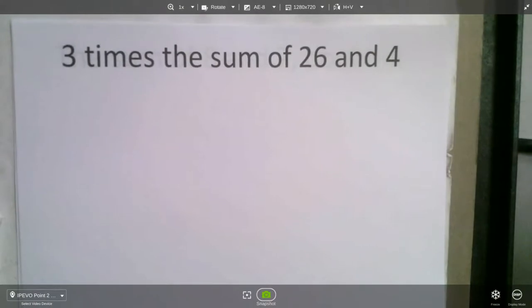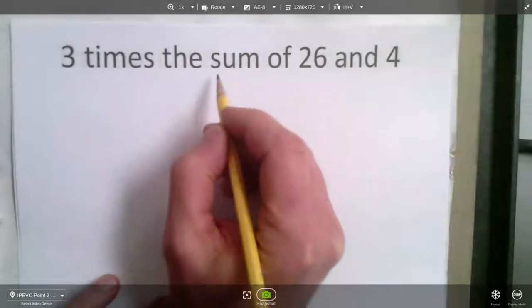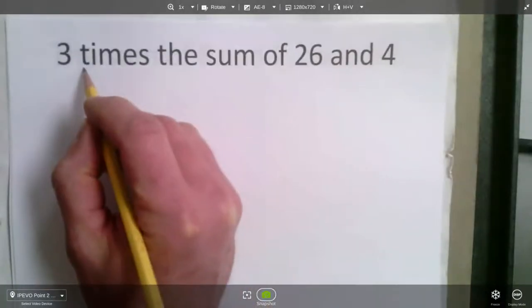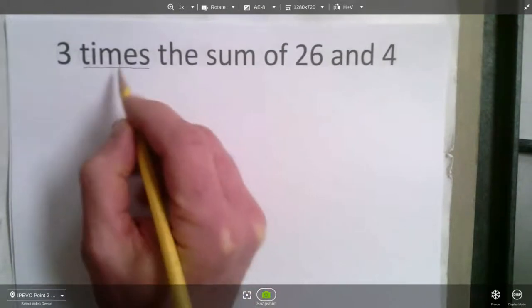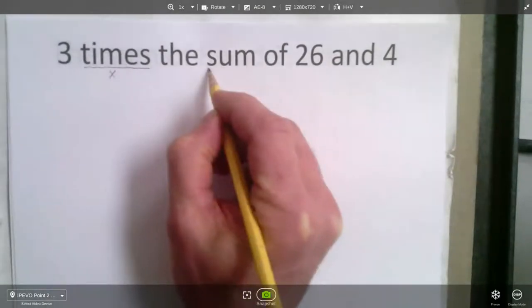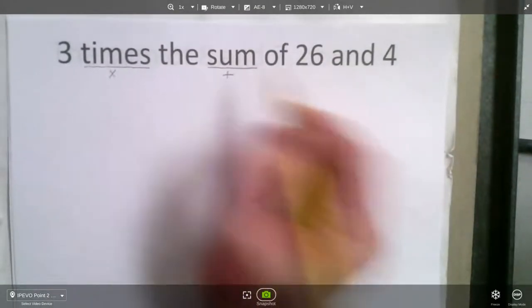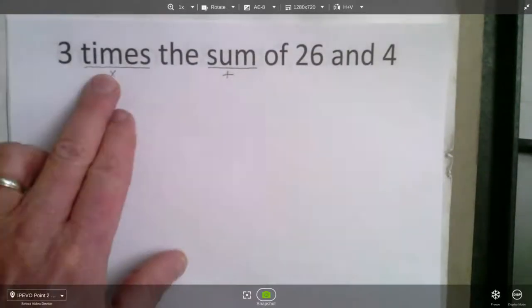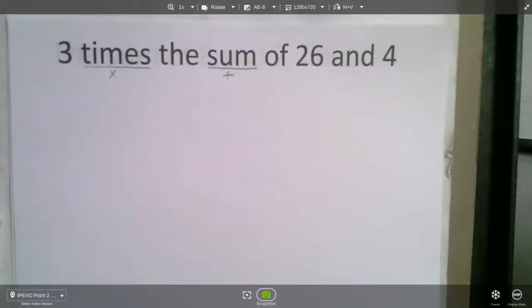So this problem says 3 times the sum of 26 and 4. And we can tell what two of our operations are right here. Times means multiplication, and sum means addition. So we know we have multiplication and we have addition. So we have to think about what needs to get done first.